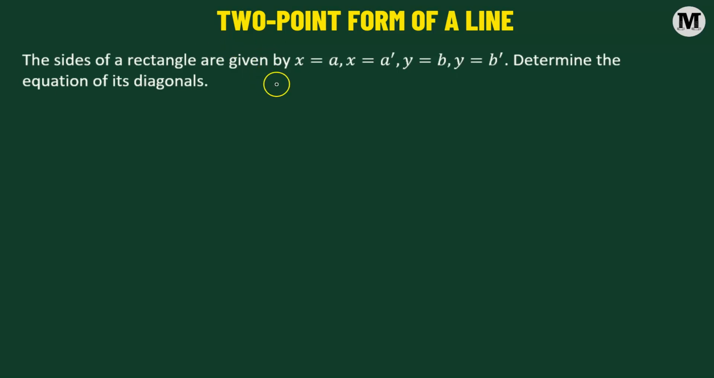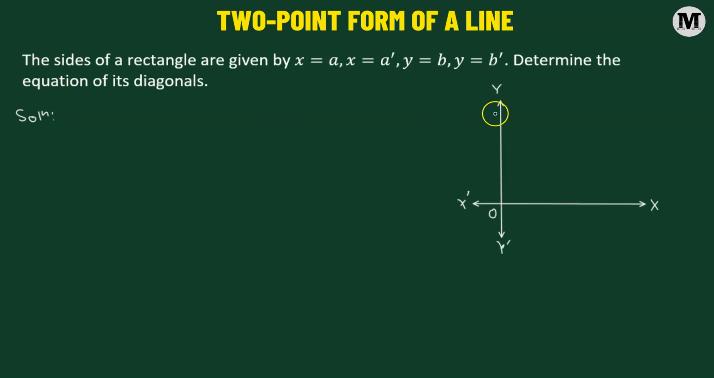The sides of a rectangle are given by the equations x equals a, x equals a prime, y equals b, and y equals b prime. Determine the equation of its diagonals. Now let us begin. First, we'll try to understand this problem graphically.